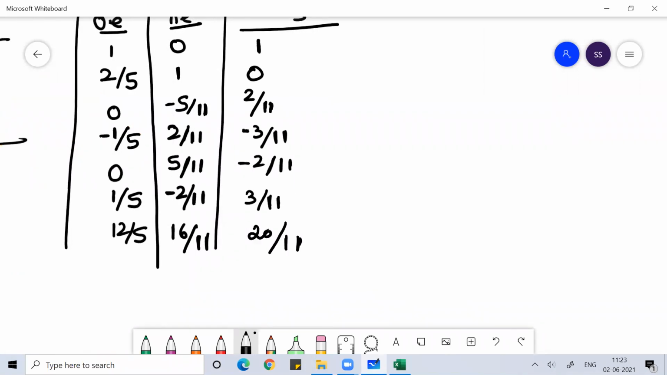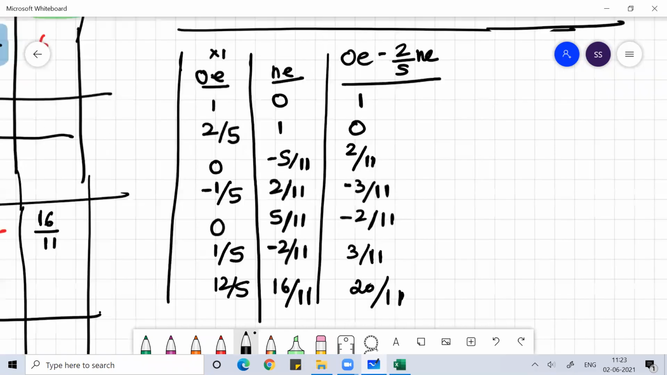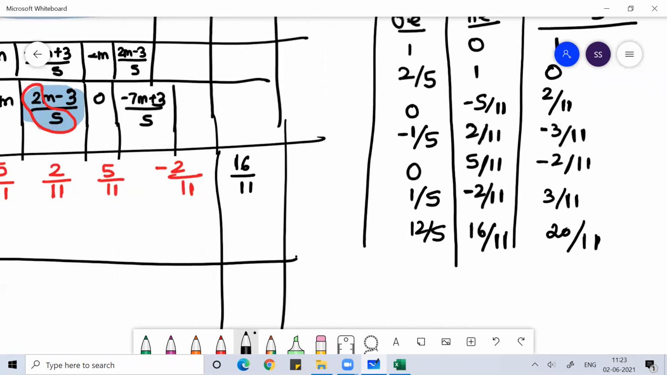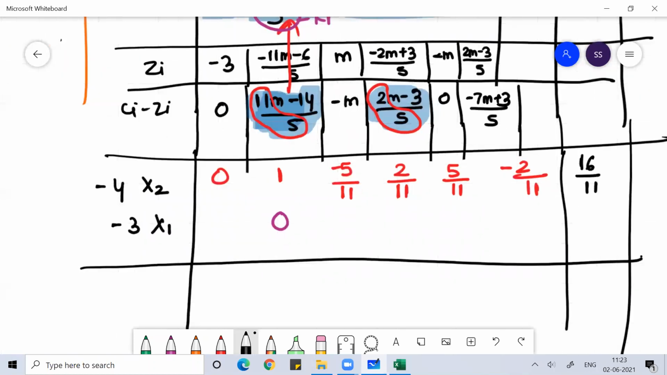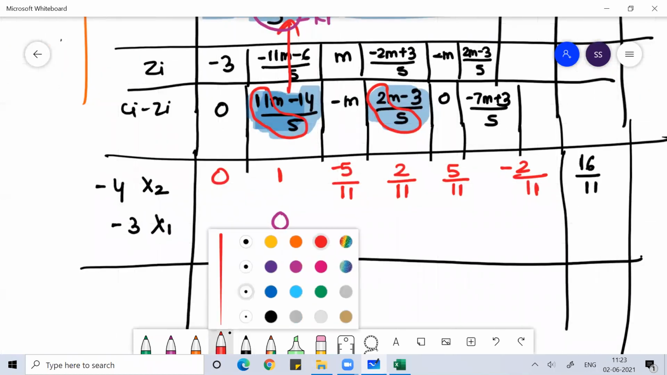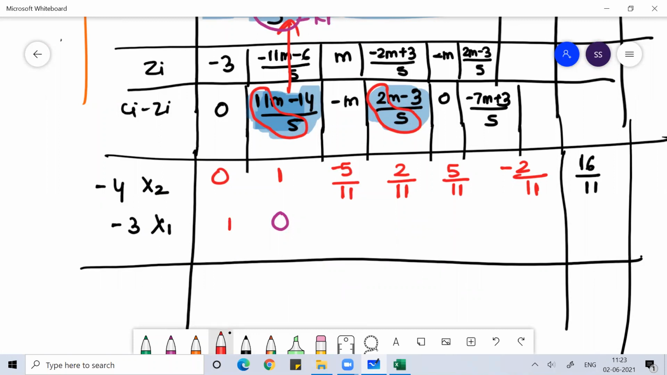Okay, everyone. Clear, right? You write down this value: 1, 0, then 2 by 11, then minus 3 by 11, then minus 2 by 11, then 3 by 11, and then this value is 20 by 11. Once you've done this, now find the Zj value.